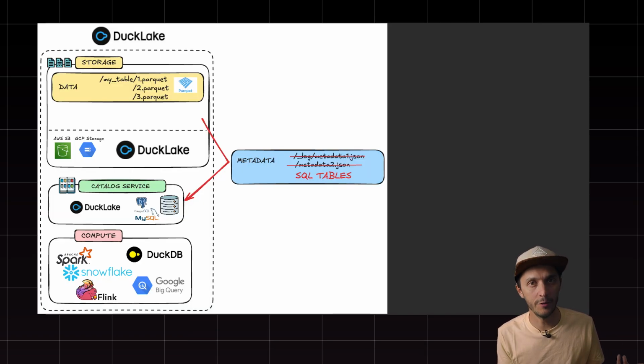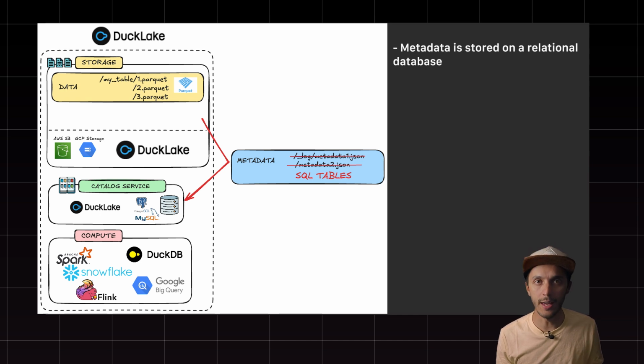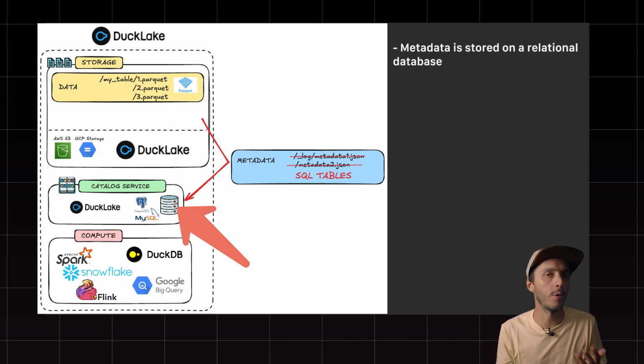Second, unlike Iceberg or Delta Lake, where metadata is stored as files on the blob storage, DuckLake stores metadata in a relational database. Yes, so now you understand why the initial context was useful. We are kind of coming back to the database to some extent. That catalog database can be either DuckDB, great for local use or as a playground, SQLite, but typically Postgres or MySQL.